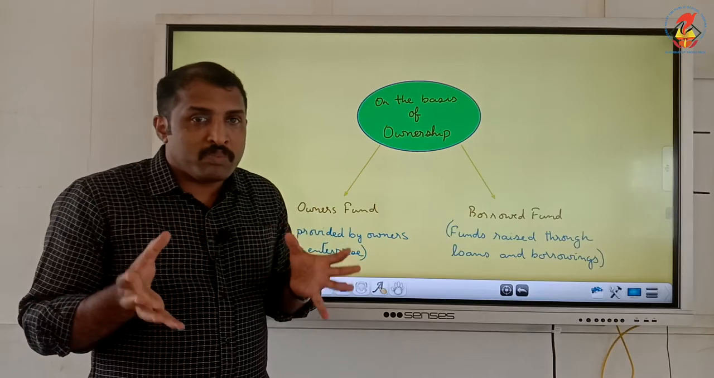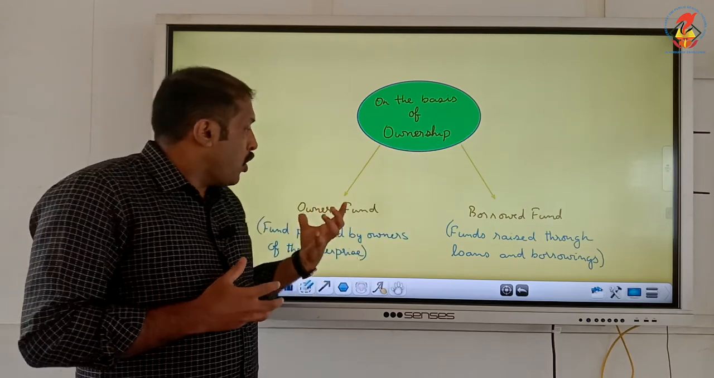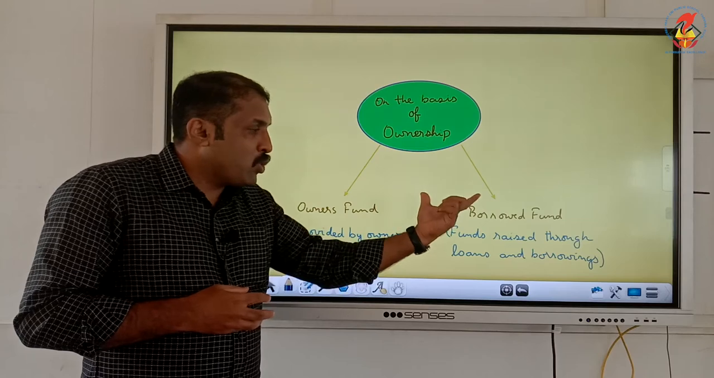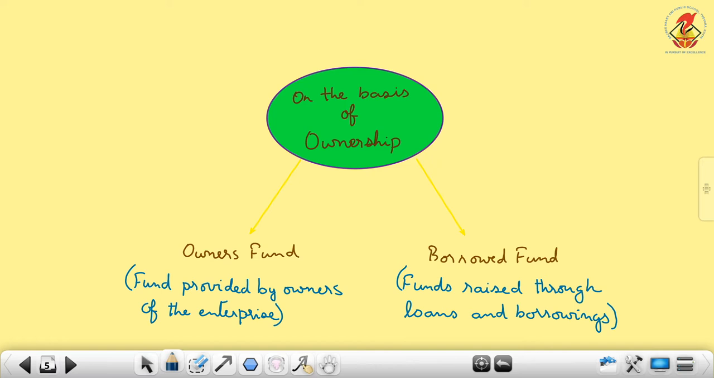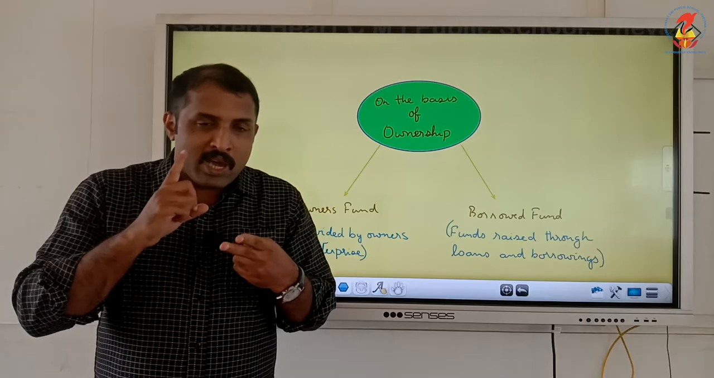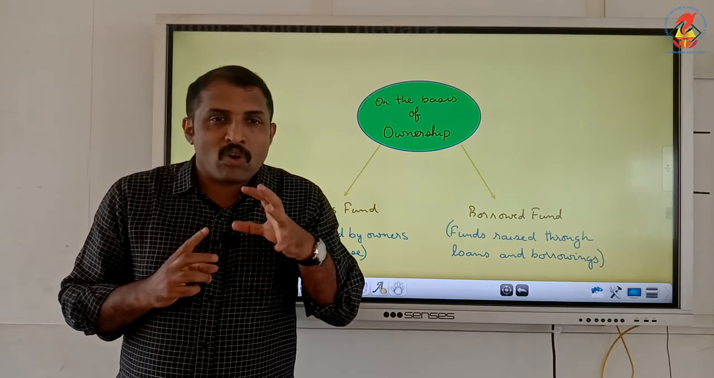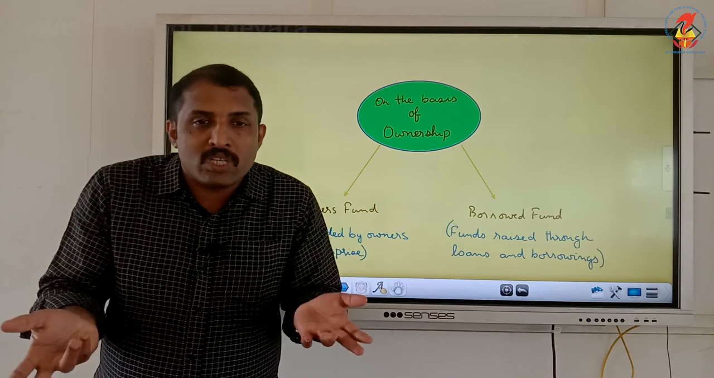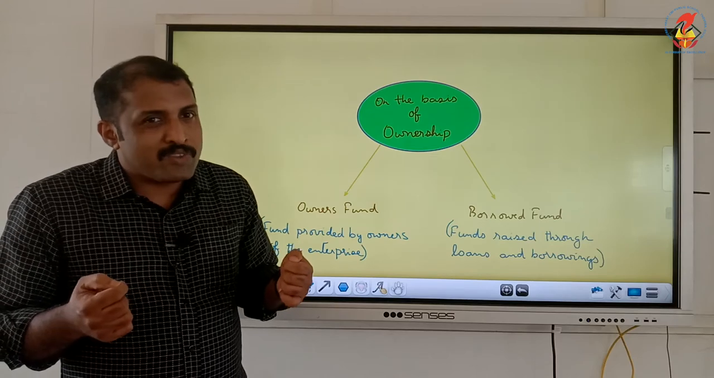On the basis of ownership, the sources of fund can be classified into two. One is owner's fund and another one is borrowed fund. What is owner's fund? Fund provided by owners of the enterprise. Basically, only two sources are there in owner's fund: equity share capital, that is equity shares, and retained earnings. These are owner's fund because they are given by the owners of the company, and those who contribute to equity shares become owners of the company.